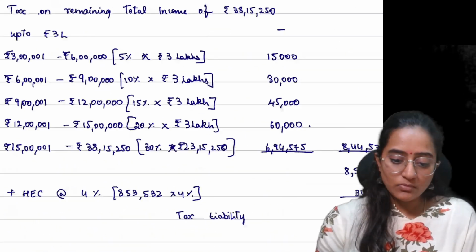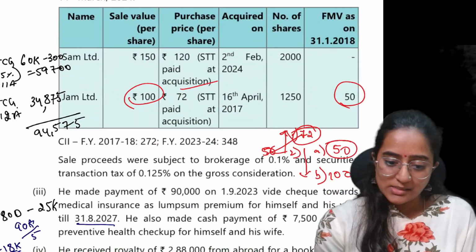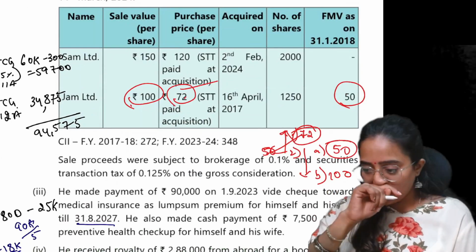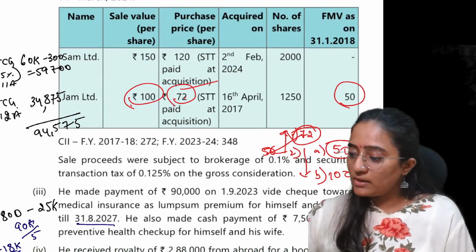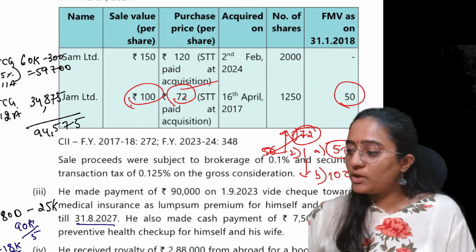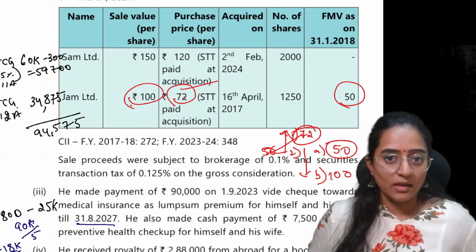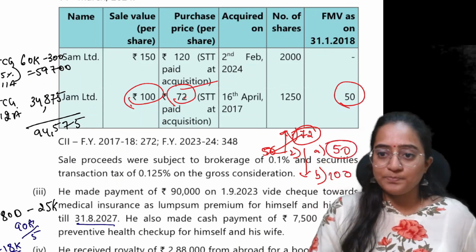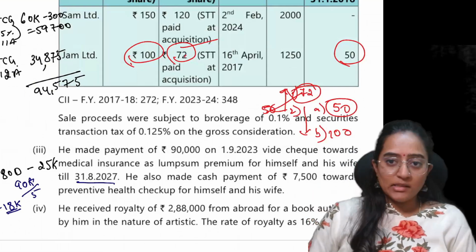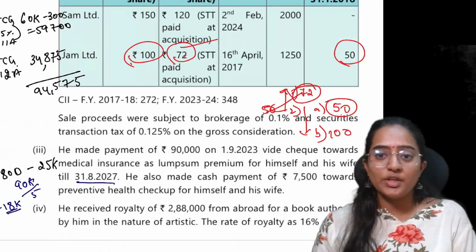72 would be considered as your cost of acquisition for the purpose of calculation. Simple. For the purpose of calculation, how much would you consider? 72. So now 72, 100. You have to just subtract this 100 minus 72. If you do, you will get 28 multiplied by number of shares. Or you can do the number of shares in together calculation and then only you can give. Clear? And in that case, you are going to get the solution. See, people, 34,875.